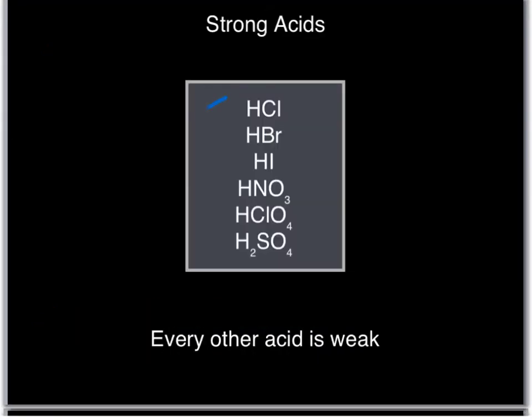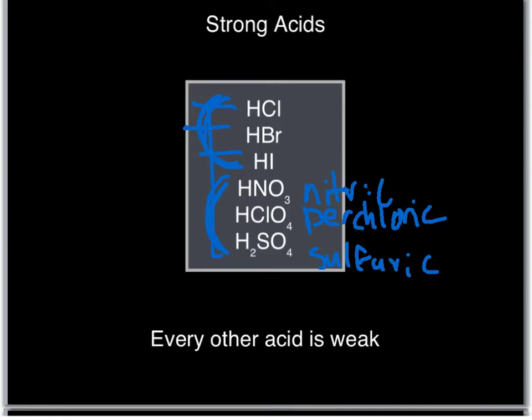So here are the 6 strong acids. You need to know these. 3 of them are binary acids: hydrochloric, hydrobromic, hydroiodic. 3 of them are oxyacids. They have polyatomic ions. This one is nitric acid. This one is perchloric, because that's the perchlorate ion, and remember ate goes to ic. And this one is sulfuric. These are the 6 strong acids. Every other acid is weak. Nitrous acid, weak. Hydrofluoric acid, weak. The one we were just looking at, acetic acid, weak.